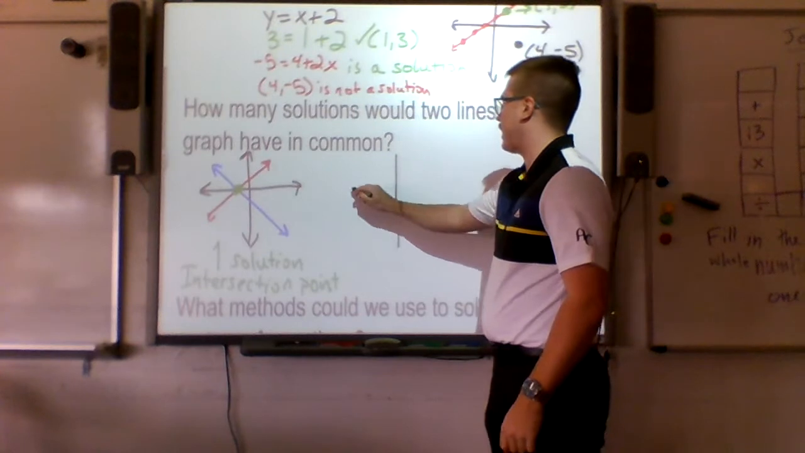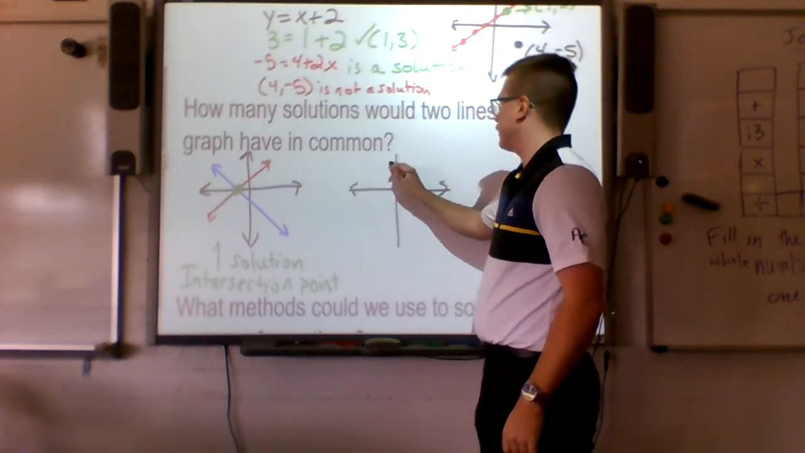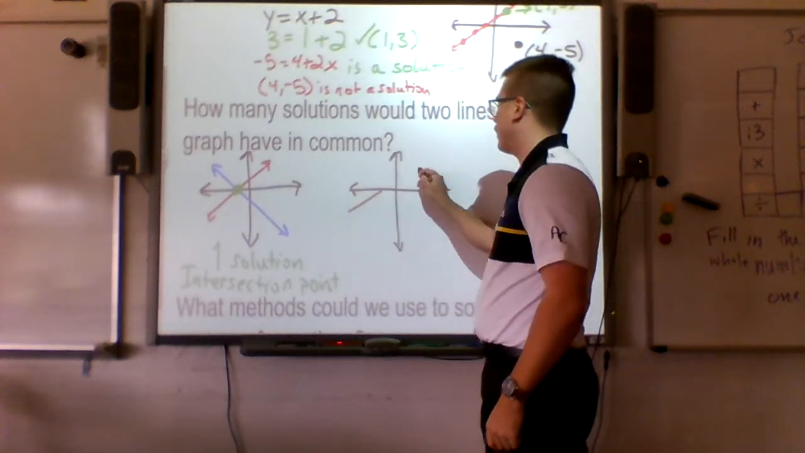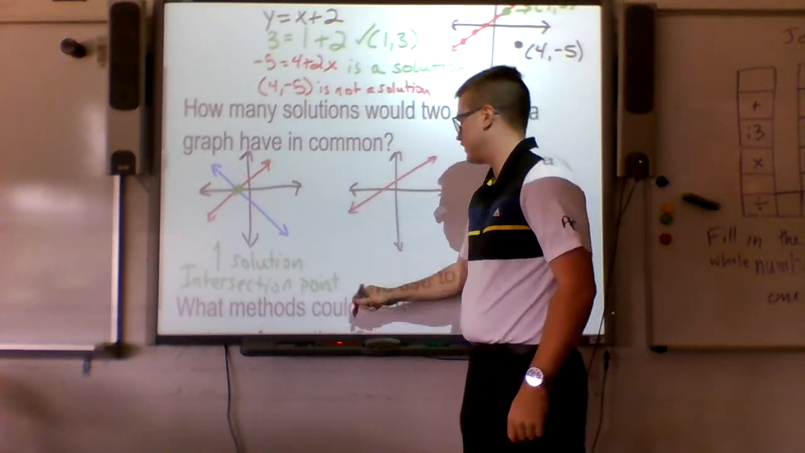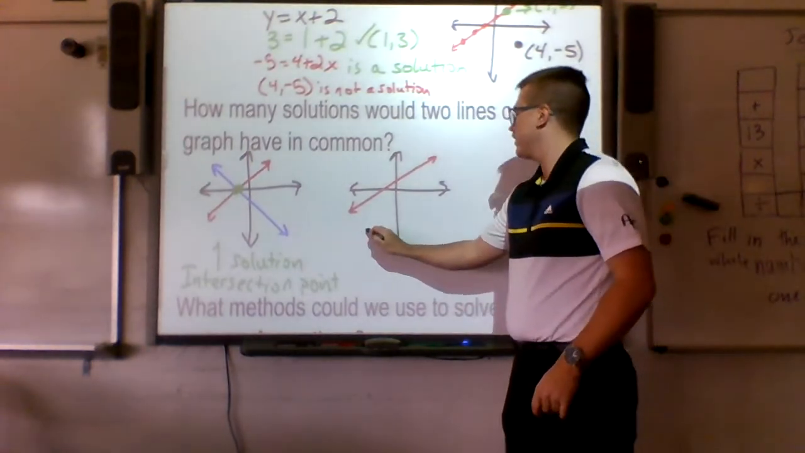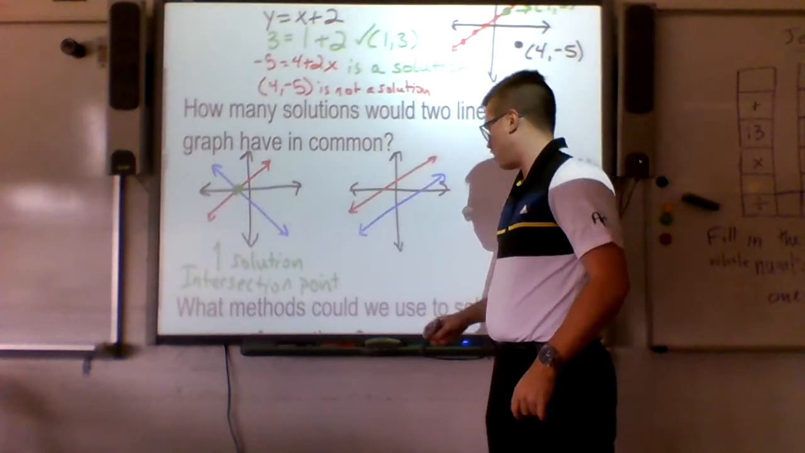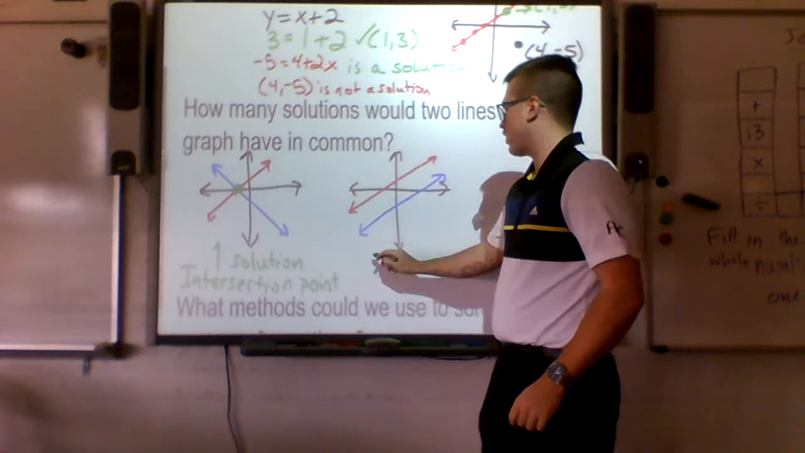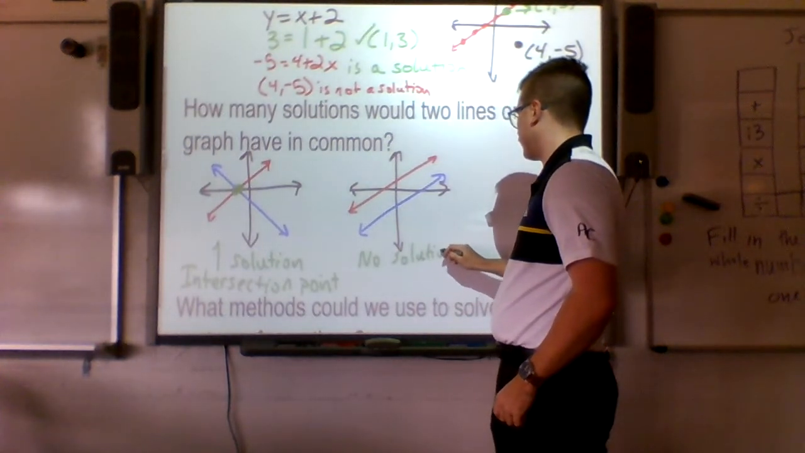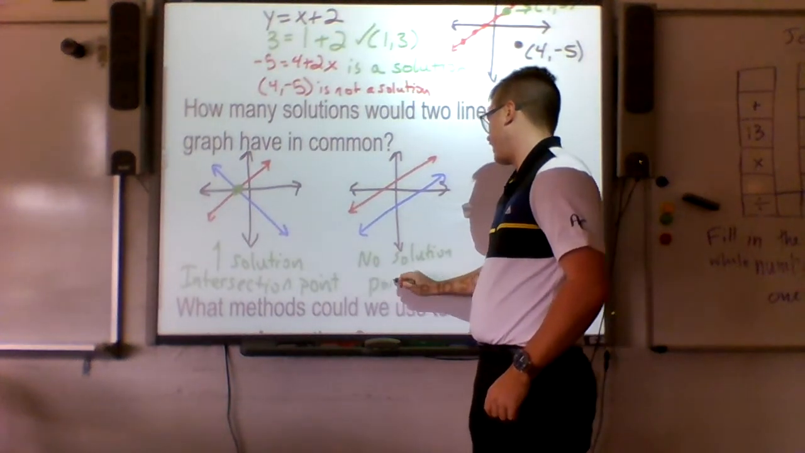Then on the other hand, I have two other options. To get no solutions, I would have a line that looks like this. And then to have no solutions, they just can't cross each other. And two lines that don't cross each other, those are called parallel lines. No solution, parallel lines.